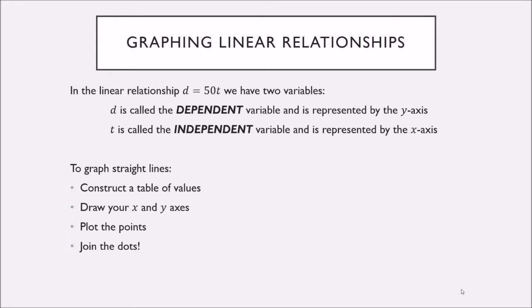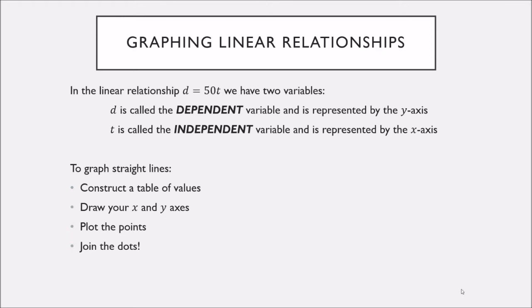So we say that d is the dependent variable, and that's the one that we're going to be putting on the y-axis, and t is the independent variable, and it's represented on the x-axis. If we think about this as distance and time, our dependent variable, distance, its value is dependent on time, whereas time is independent. It does not depend on the distance. So that's why we have d as our dependent variable and t as our independent variable.